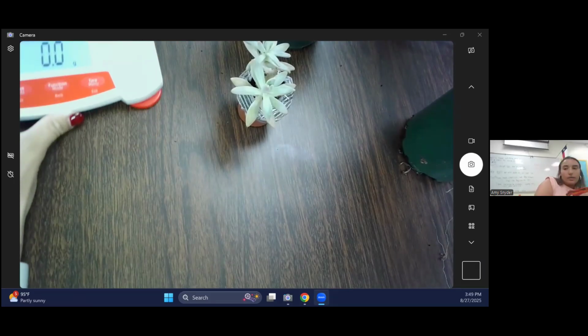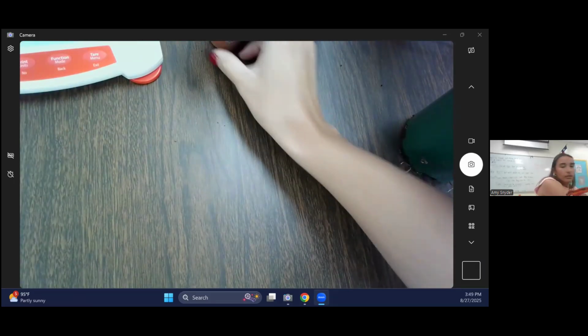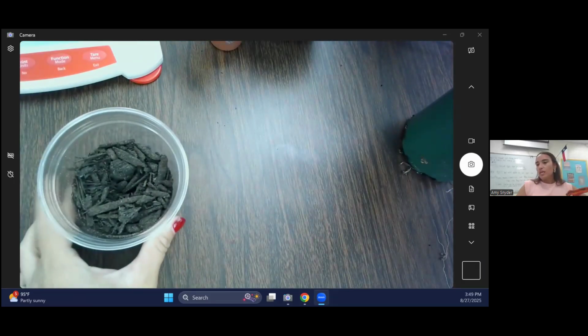Let me see, get the best view for you here. We don't need that. There we go. So 3 containers of soil.